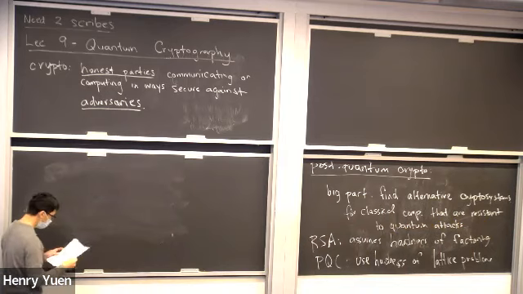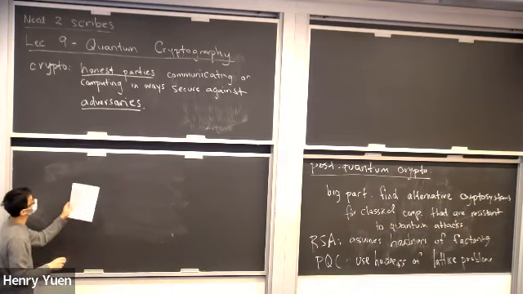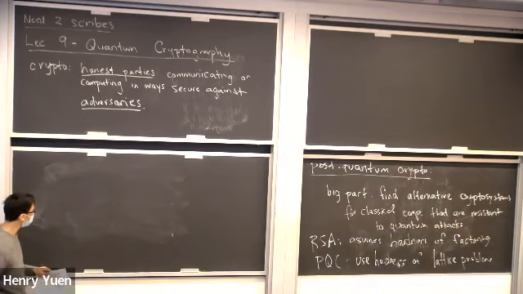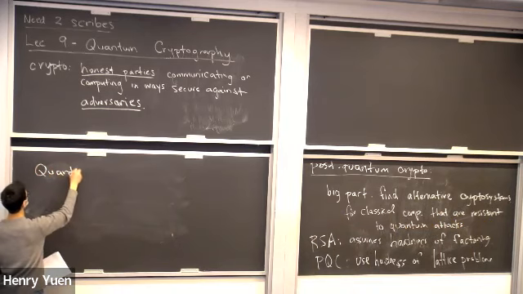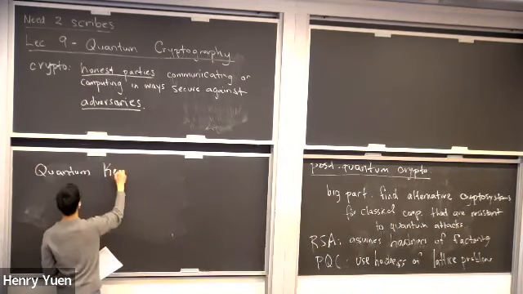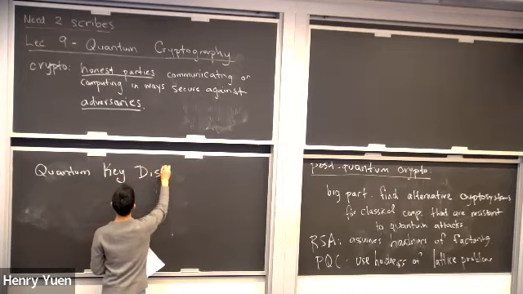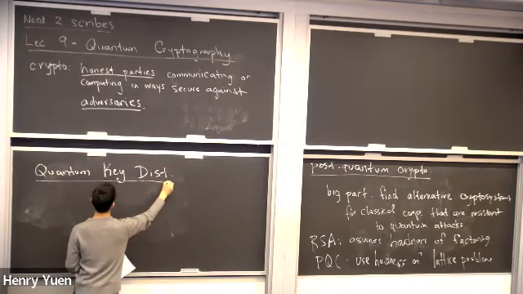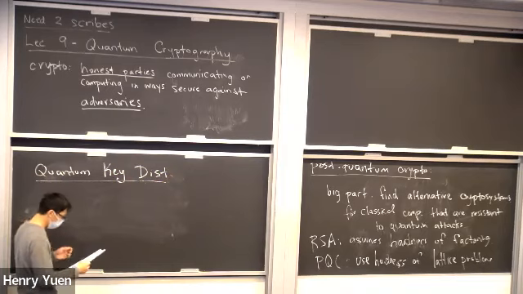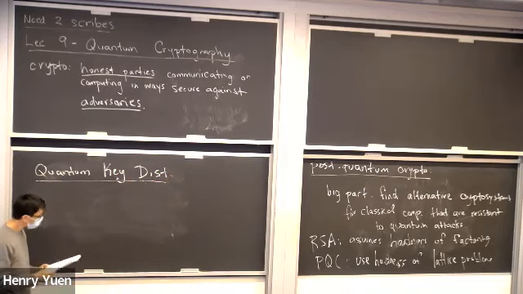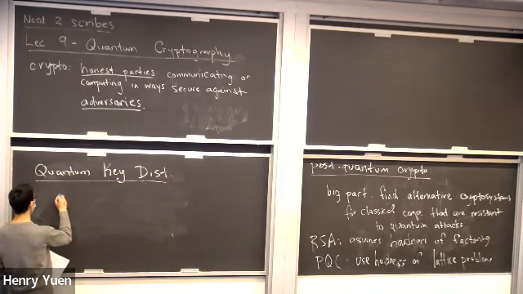Today we'll talk about two different instantiations of this fully quantum crypto. The first is something called quantum key distribution. The second is something called quantum money, which I'll talk about in the second half of today's lecture. So, quantum key distribution. The task this is trying to solve is that we have two honest parties. We call them Alice and Bob.